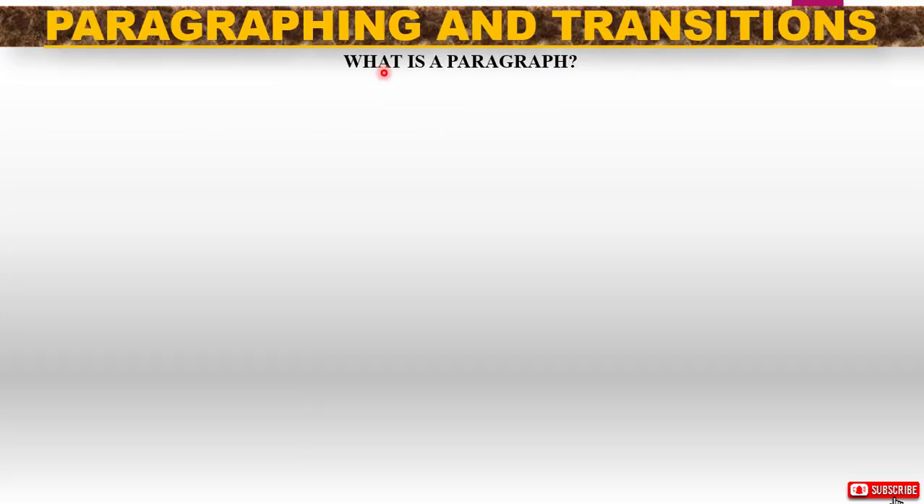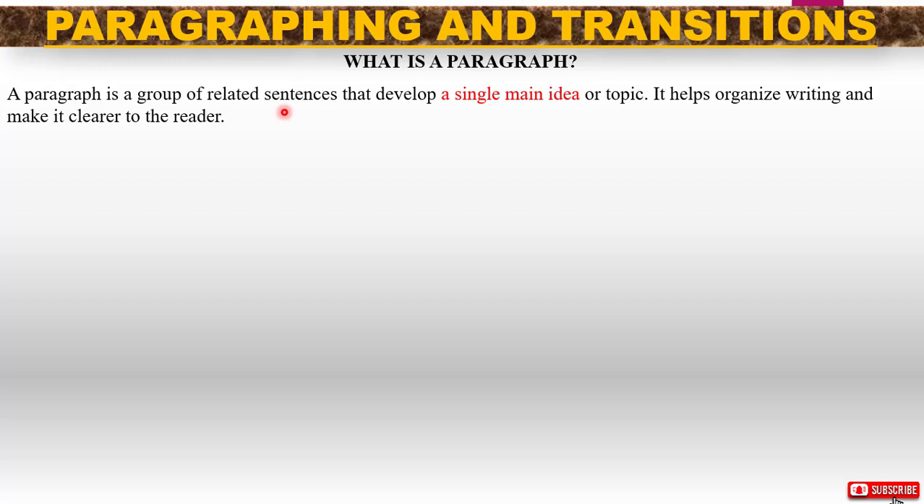What is a paragraph? A paragraph is a group of related sentences that develop a single main idea or topic. This means that a paragraph is always centered on one main idea. It helps organize writing and make it clearer to the reader. Every paragraph develops this single idea. For example, if our main idea is about animals, then every sentence in the paragraph must talk about animals.